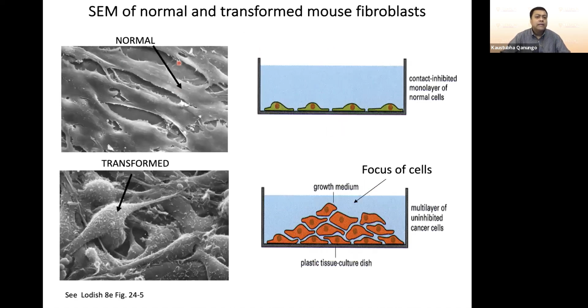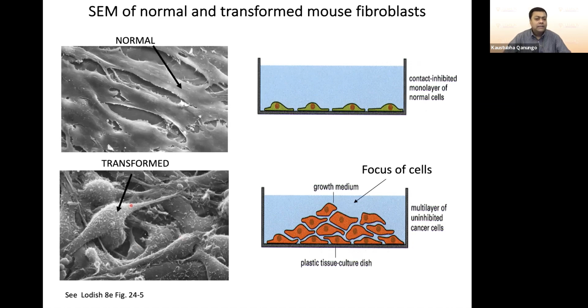So let's take a look at what happens to a cancer cell. If you look at these cells, these are fibroblasts in a scanning electron micrograph. These are normal cells, not neoplastic cells, and they are growing on the surface of the vessel. In a cartoon, they will look like this: a contact-inhibited monolayer of normal cells. But if you look at these neoplastic cells, which are transformed, you can see that this cell is on top of this cell, which is on top of this one. They are growing on top of each other, so they are not contact inhibited and they pile up against each other.